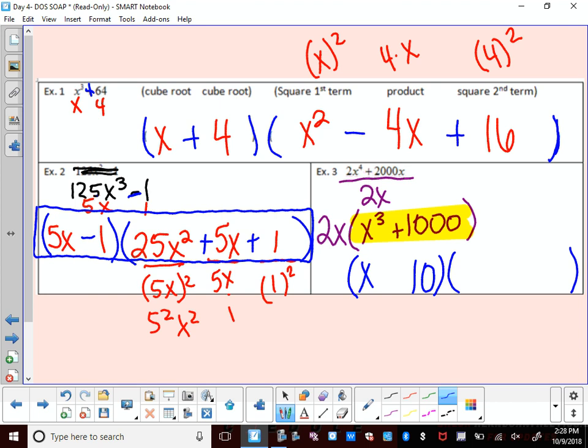All right, Isaac, my first number here, I square my first number in my first parentheses. What's x squared? X squared, okay? So I think about my middle term, I multiply them together. What's my middle term going to be? 10x. And then my last number here, I need to square. What's 10 squared? 100. So my signs are going to be plus, minus, plus, and don't forget to bring down your 2x.